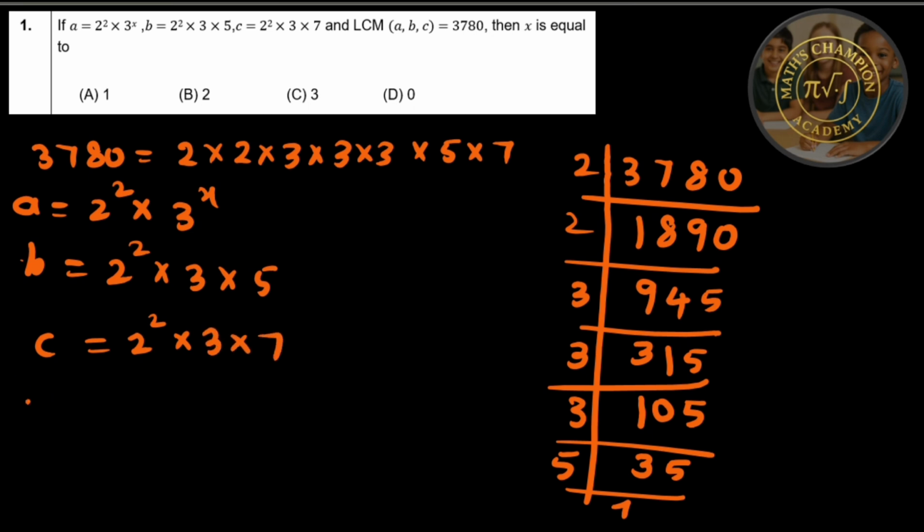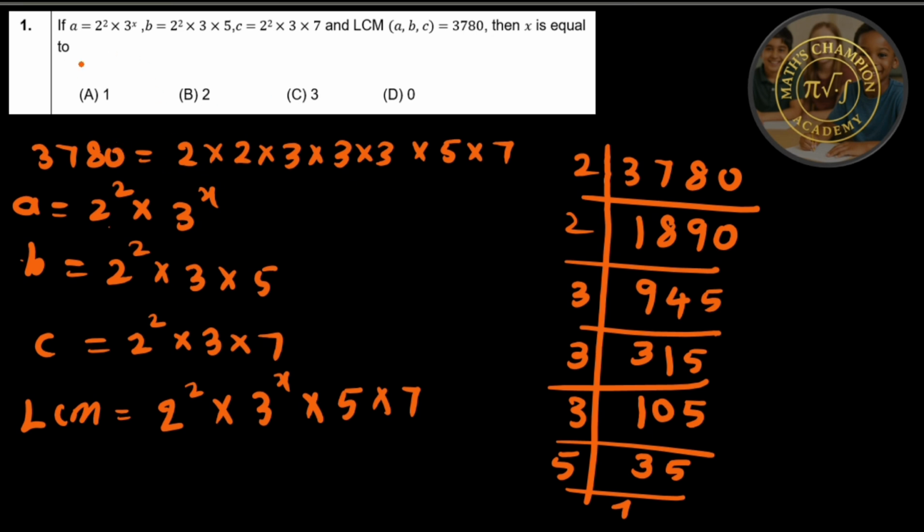So if we take the LCM of A, B, C, we have to take the common factors with the smallest power. Here 2 square is common. 3 is there in all of them, so we take 3 power x. And 5 is there and 7 is there, so we take 5 and 7 also. So this LCM is equal to the prime factors of 3780.